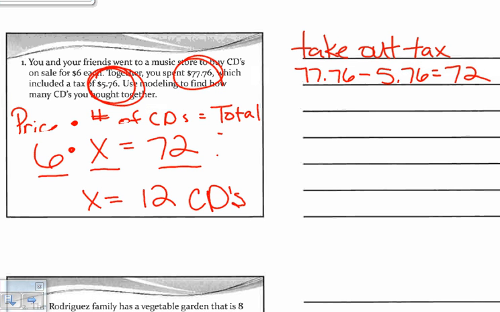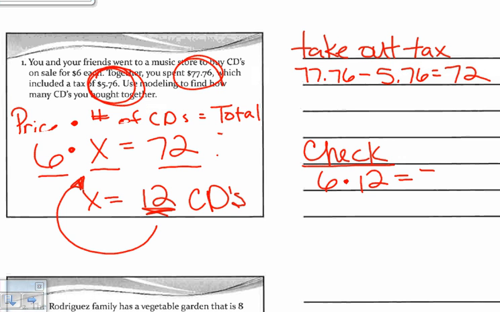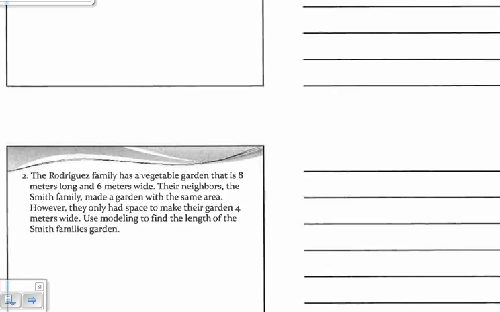So my problem says that I bought 12 CDs. I want to check this to make sure I was right. To check, I'm going to plug 12 back into my equation to see what I get. 6 times 12 equals 72. 72 equals 72, just like we did before. Yes. So my answer is 12 CDs. I'm talking myself through this problem, imagining myself at the music store, being the cashier. Let's try the next one here.